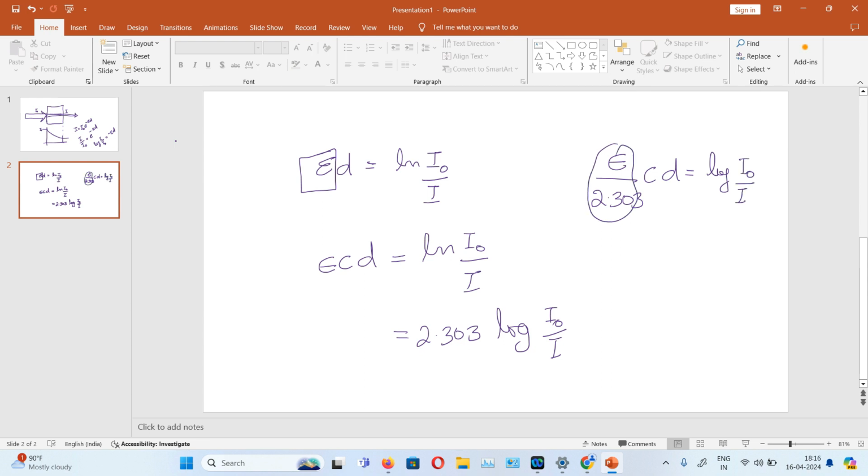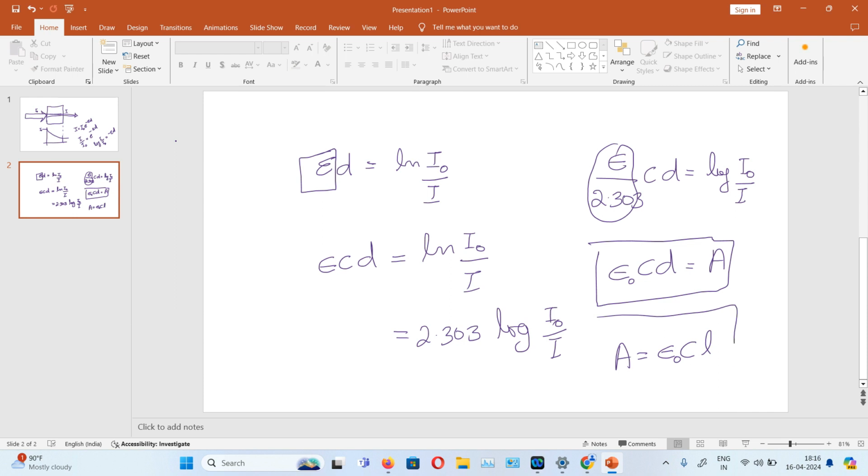This value we will call the molar absorption coefficient. Log I naught by I is termed as absorbance. So absorbance equals molar absorption coefficient epsilon times c times L. Here L and d are the same, so this is the length or distance. This is the law which governs absorption, and it is called Beer-Lambert's law.